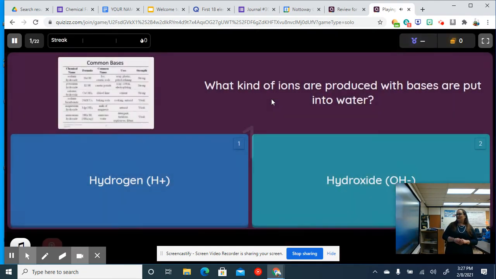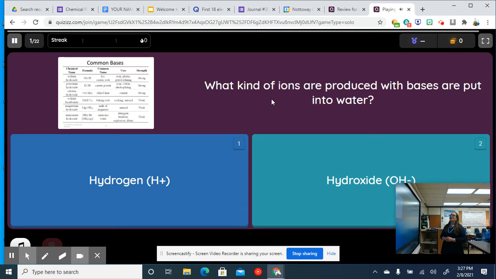All right, question 1. What kind of ions are produced with bases when they are put into water? It's called the pH scale, and that's where the acids come from. They're hydrogen ions. It's the percent of hydrogen scale.